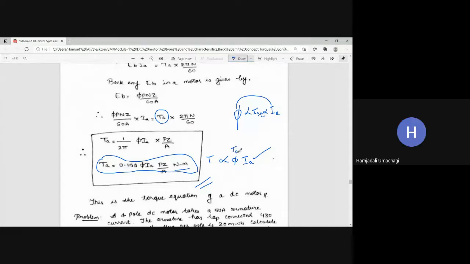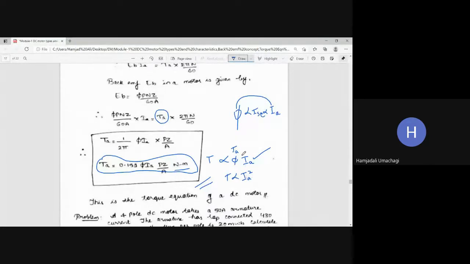IA. Now your torque is directly proportional to what? In the case of a DC series motor, it will be IA into IA, which means it will be directly proportional to IA square. So the nature of the graph will be parabolic. If you draw the torque versus armature current characteristics, it will be parabolic in nature.